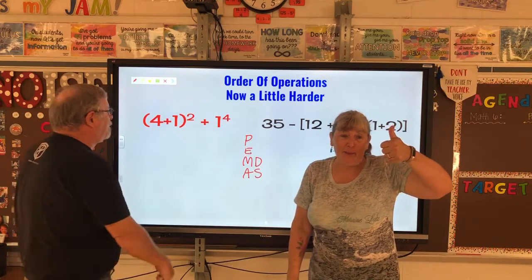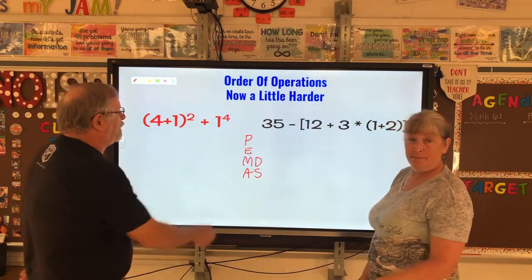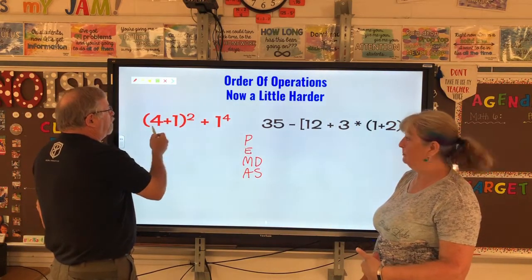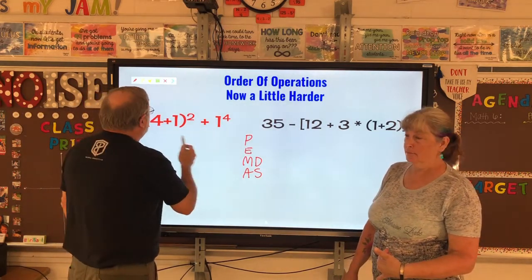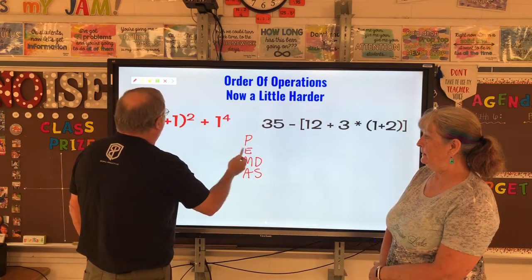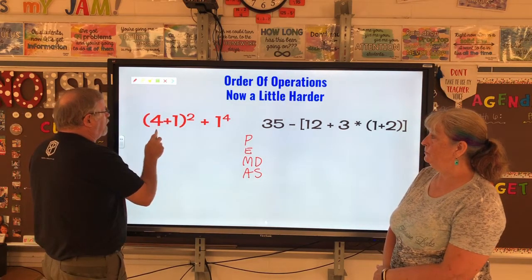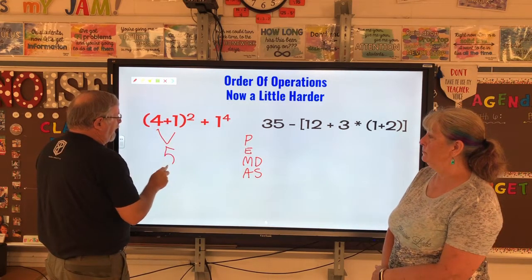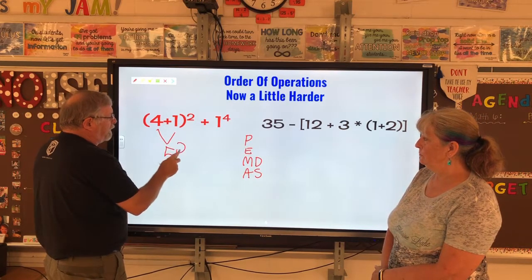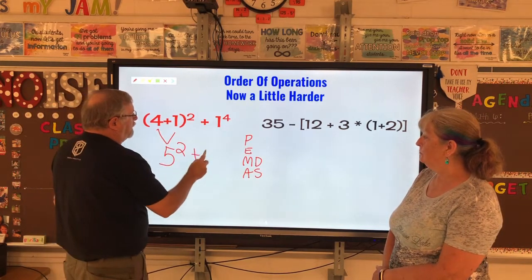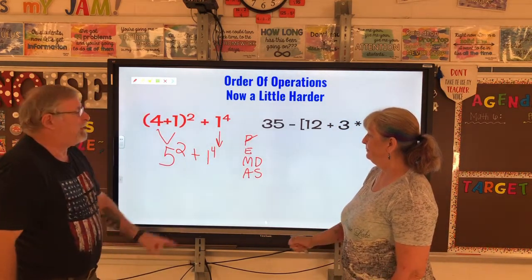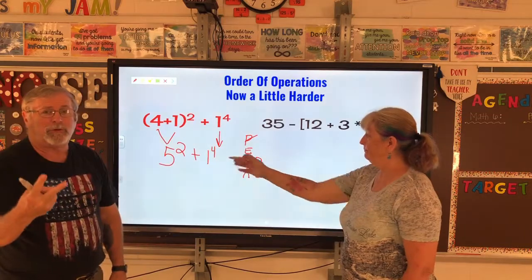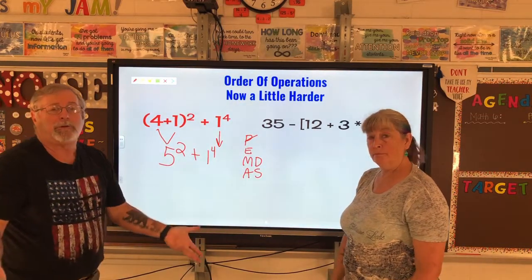Okay, so now I'm going to look here and I go, ooh, look, I have parentheses. Gosh, I got all kinds of exponents. So I know I got to start with my parentheses. So 4 plus 1 gives me 5, and I don't want to lose my exponent. And then I'm just going to bring this down, 1 to the 4th power. So now it says exponents. Well, I have 2 of them. So I'm going to do them both.